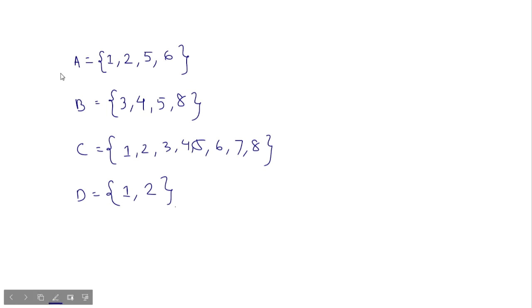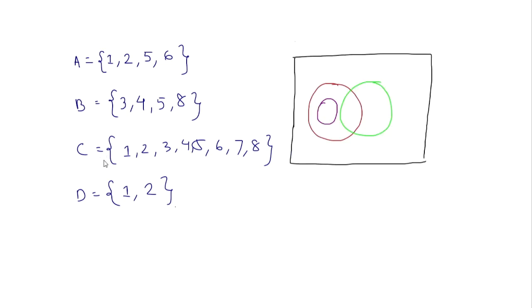Now look here, there are four types of sets. How can we represent these sets in a Venn diagram? Let us draw the Venn diagram for this situation. So here you can see that C is the universal set in this context because every set is included in the set C.